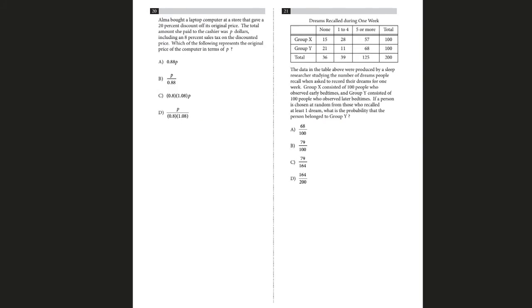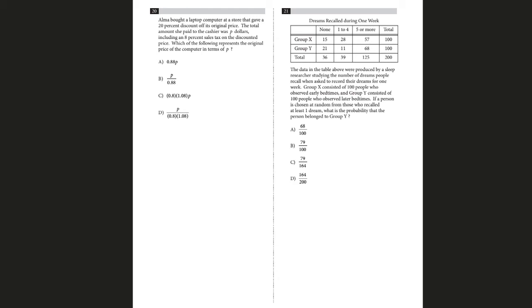Okay, Alma bought a laptop computer at a store that gave a 20% discount off its original price. The total amount she paid to the cashier was $P, including an 8% sales tax on the discounted price. Which of the following represents the original price? So basically, let's just make the original price X.